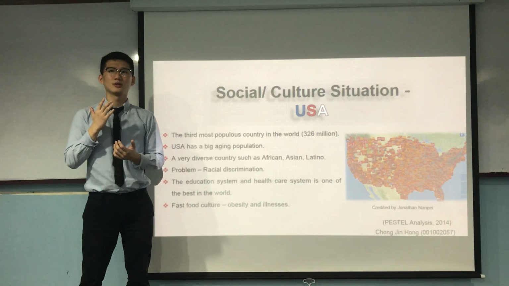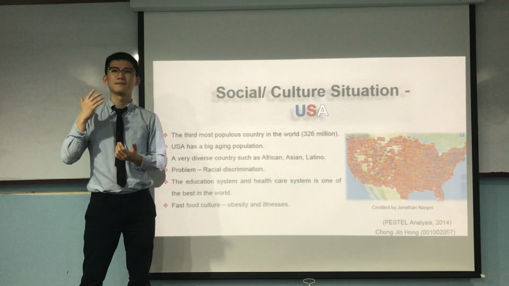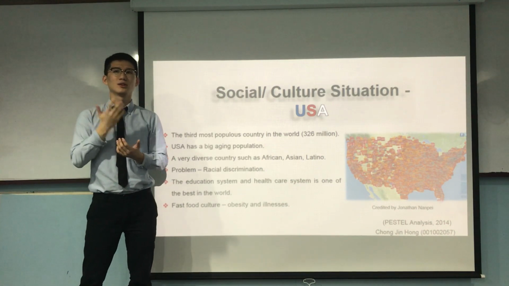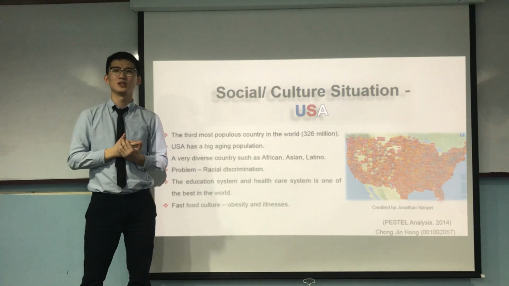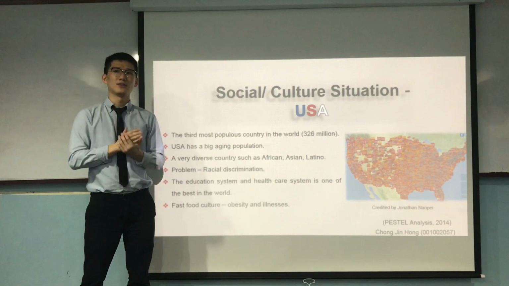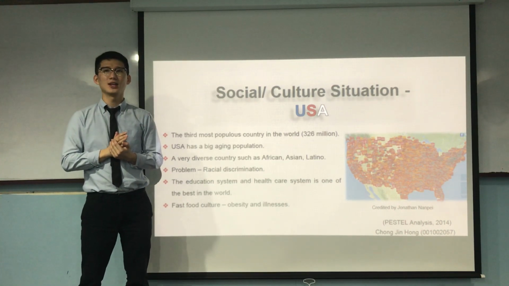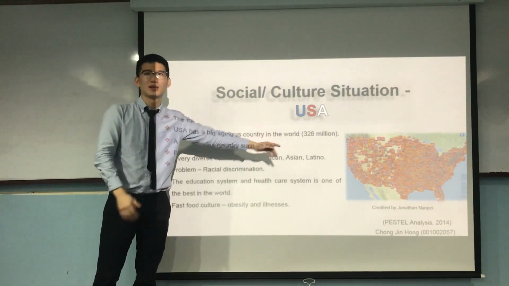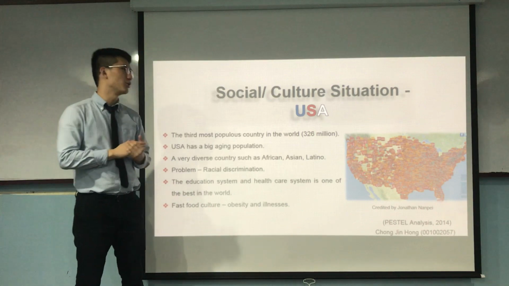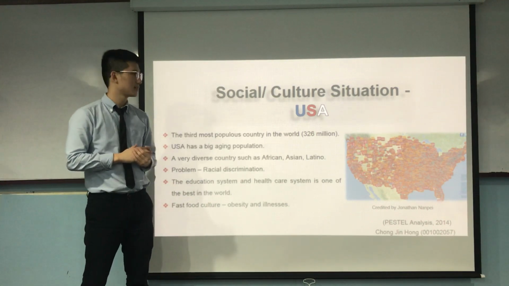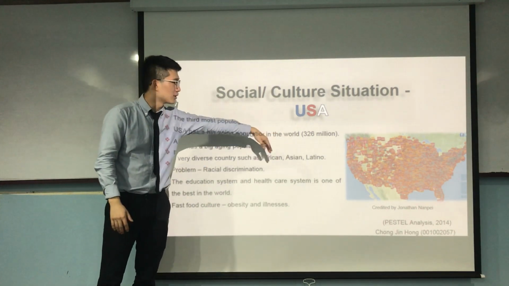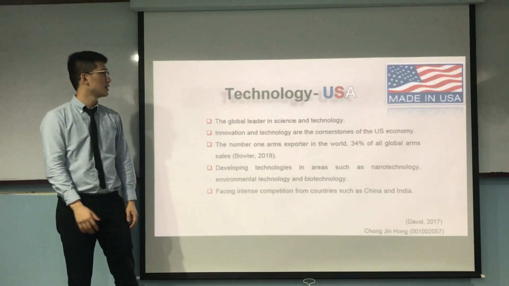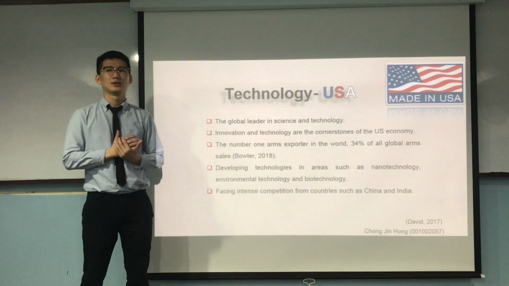The education system and healthcare system are among the best in the world. Due to the fast food culture, most Americans have problems of obesity and illnesses. As we can see, this map shows the location of fast food restaurants in the United States, especially McDonald's, which is the most numerous one in the United States. Next slide. The technology of the United States.